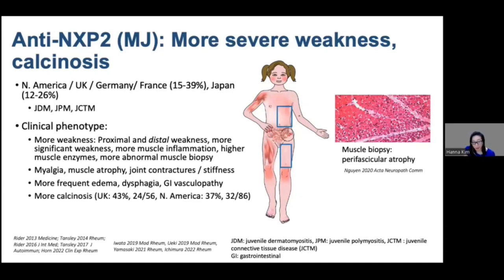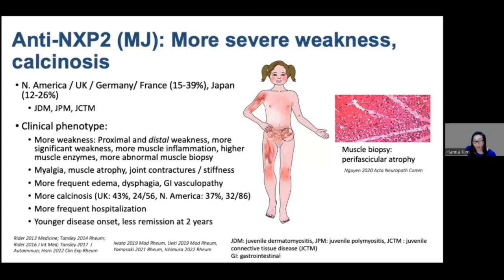Calcinosis is also noted to be more common with anti-NXP2, up to 43% in the United Kingdom cohorts. There is more frequent hospitalization with anti-NXP2, which likely reflects the more severe disease activity with anti-NXP2. It has a younger disease onset, and there's less remission at 2 years, which frequently means more medication is needed for a longer period of time.